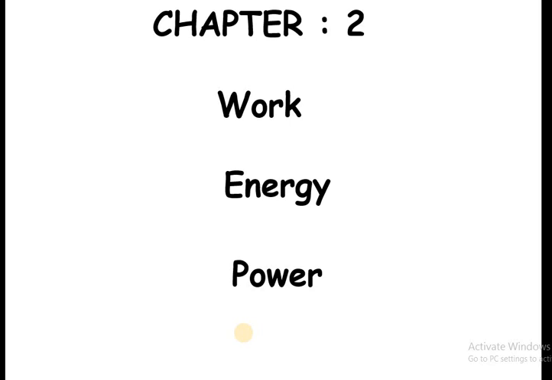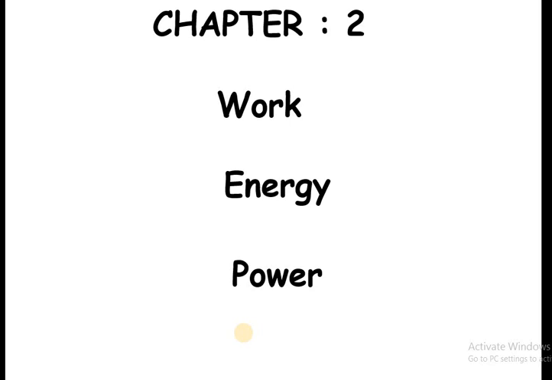And before starting the chapter, I hope that you all have the required things with you. Today I will start chapter 2, which contains work, energy and power. Today I shall discuss a very important part, that is the work.